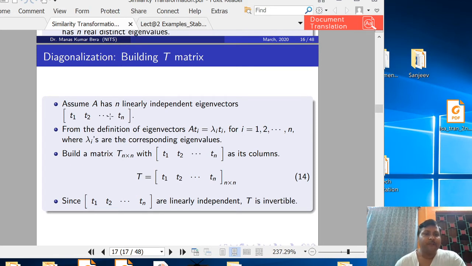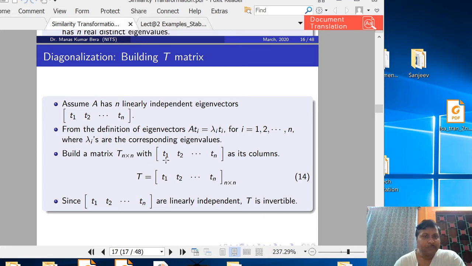Okay, and from the definition, this is how the eigenvectors are found: A times ti is equal to lambda i times ti, where the lambda i's are the corresponding eigenvalues. So if you have the eigenvalue lambda 1, then A t1 equals lambda 1 t1, and t1 has n elements, and it is a column vector.